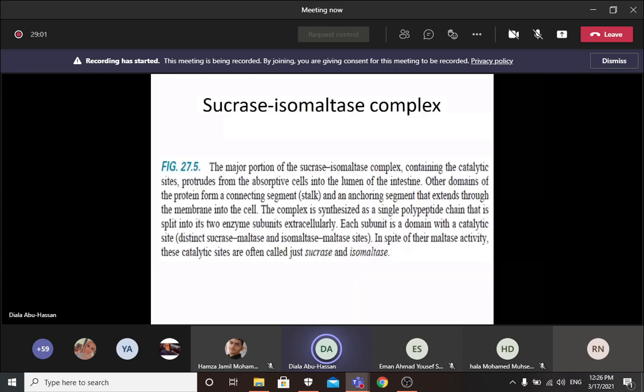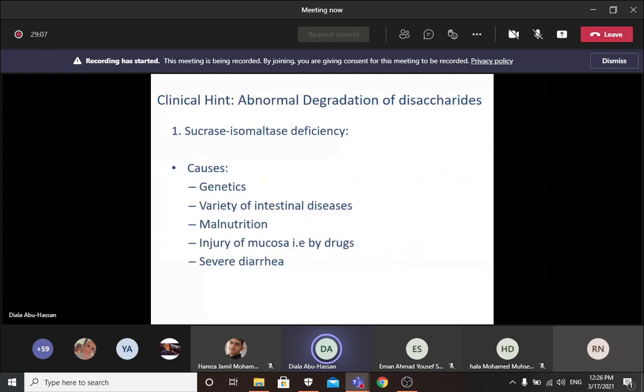So let's have an application about this complex and then talk about other enzymes in the intestine that act on carbohydrates. If a patient has a saccharase isomaltase deficiency, what would happen to the degradation of these disaccharides, saccharose, isomaltose, as well as maltose? There are different causes for this to happen. Say, for example, this enzyme complex is encoded by a gene, so there is a genetic mutation in this gene. This would create a deficiency in this enzyme.